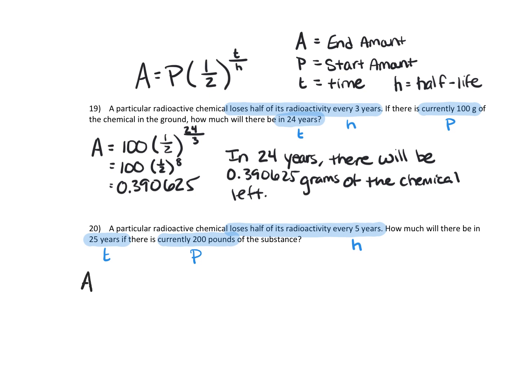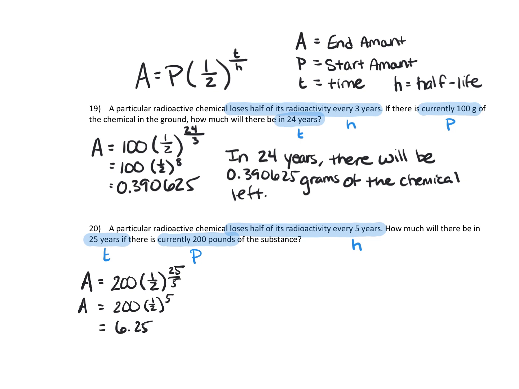So we're going to have A, or our end amount, is equal to 200 times 1/2 to the power of 25 divided by 5. Once we start simplifying this, we will have A is equal to 200 times 1/2 to the power of 5. And once we plug this into our calculator, we get something a little bit simpler than the previous problem. We're going to get 6.25.